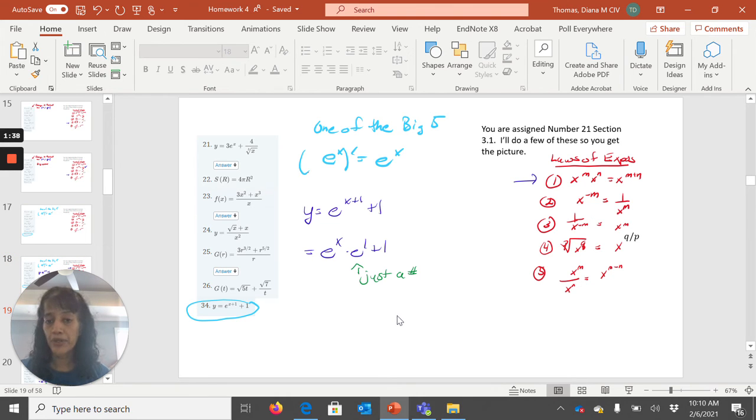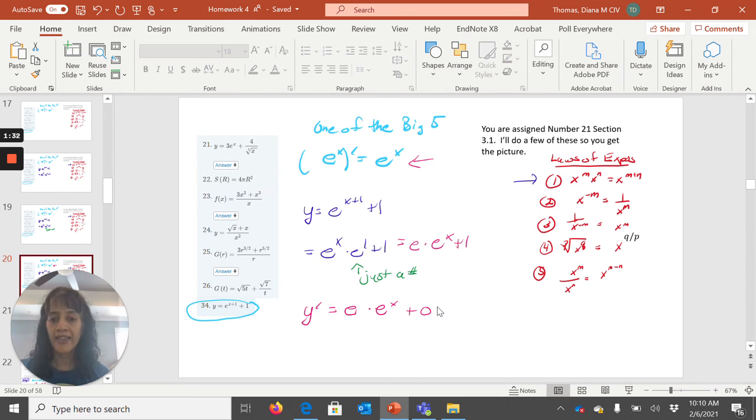And this is just a number. So I'm going to pull that. We typically pull this to the front. It's like a 2. It just goes to the front. And then I take its derivative. Applying the big 5, I get the derivative of e to the x is e to the x. There's a constant out in front. The derivative of 1, it's a constant, is 0. So it's e times e to the x.